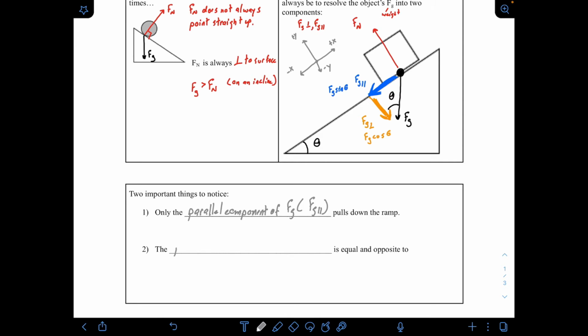The perpendicular component of Fg, which we call Fg perpendicular, is equal and opposite to Fn. In other words, the normal force is equal to the perpendicular component. We can even use mg cosine theta to make sure we understand that, but we'll take that apart when we do a couple of examples here.